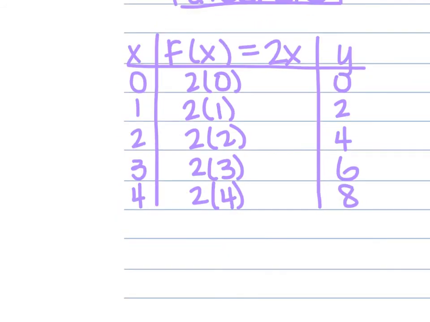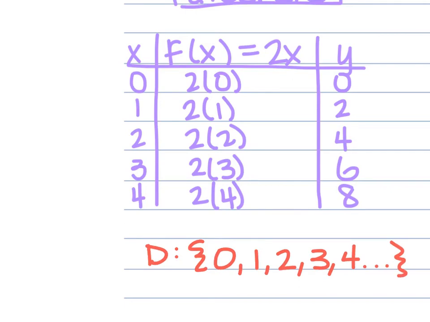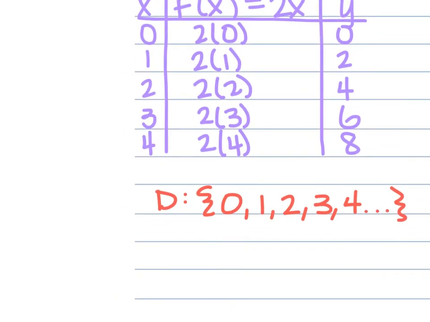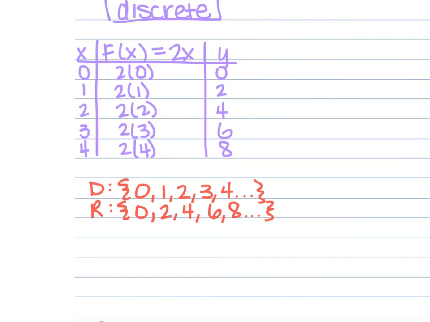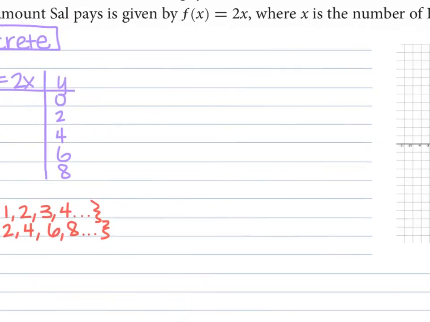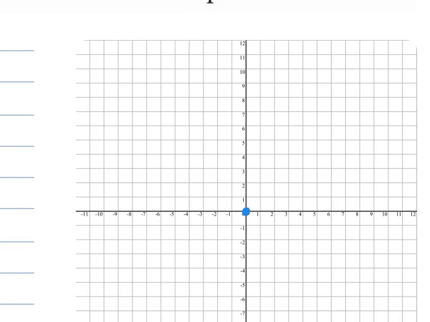So our domain here would be the values 0, 1, 2, 3, 4, and so on. The real numbers 0, 1, 2, 3, and so on. Your range would be 0, 2, 4, 6, 8, and so on. If we went to plot these points on our coordinate plane, it would be (0, 0), (1, 2), (2, 4), (3, 6), (4, 8), and then we could actually keep going to where we had (5, 10) and (6, 12) as well.